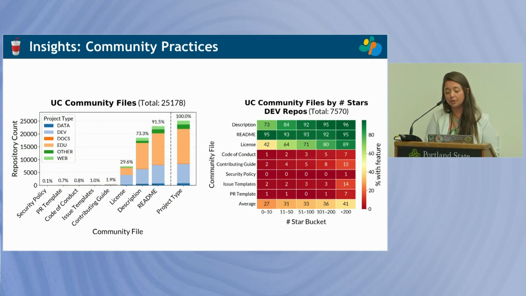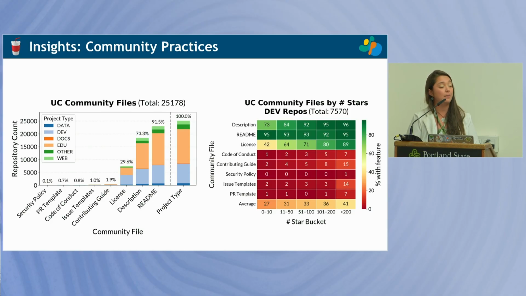And then if we go to, for example, the contributing guide and the issue templates, there is also a clear increment in how the percentage increases. It's kind of sad that it only increases up until like 15%. What this means is that from the projects that have more than 200 stars, only 15% of them have a contributing guide and 14% have issue templates. So again, maybe something to be concerned about.